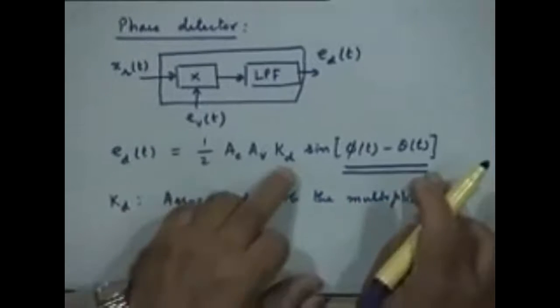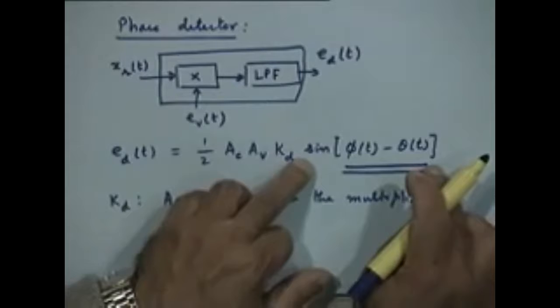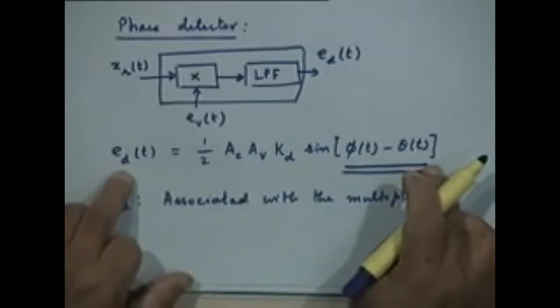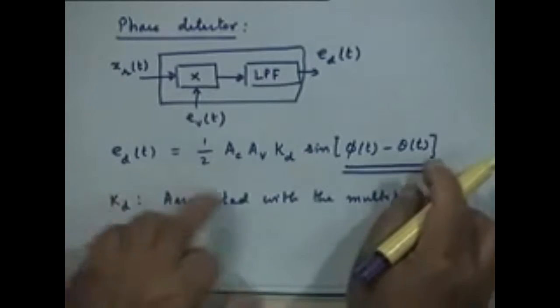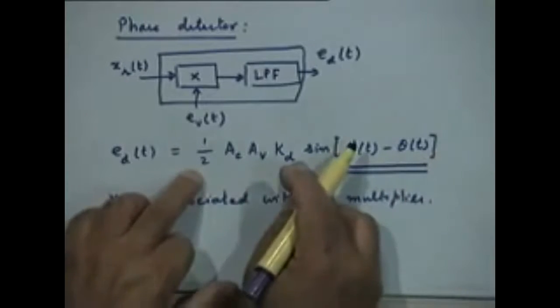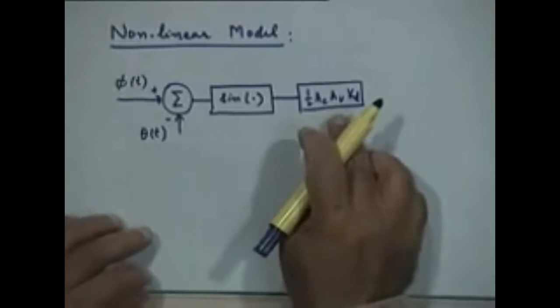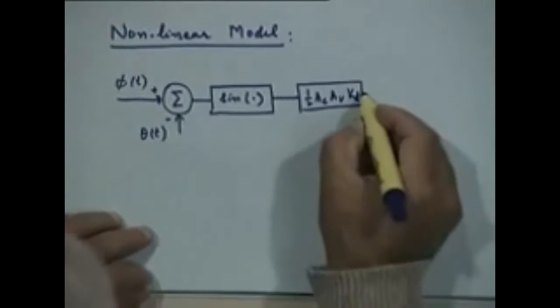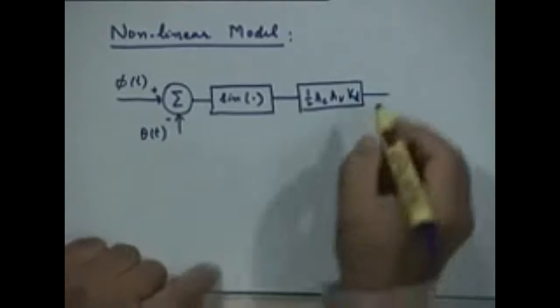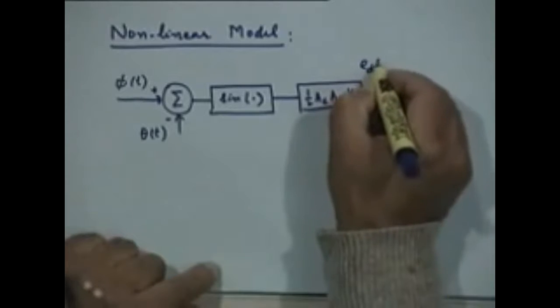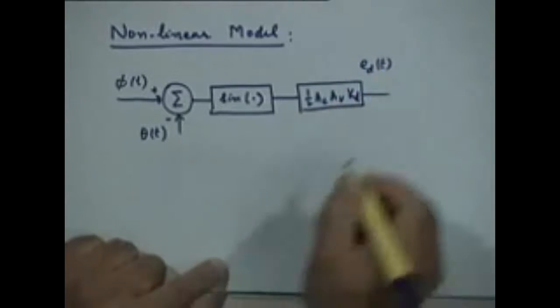Just to recap where it comes from, please remember that this was E sub dt, right. So far I have produced sine of phi t minus theta t. If I want to produce E sub dt the way I have depicted earlier, I must multiply this with this constant, right. So, I am adding a gain of this much in the block diagram. This is your E sub dt at this point.